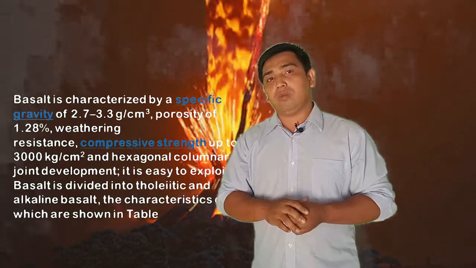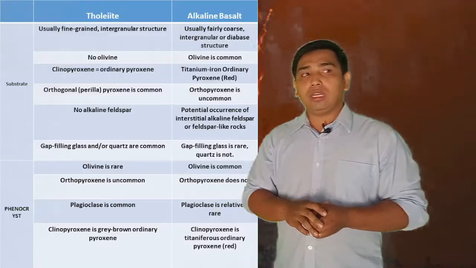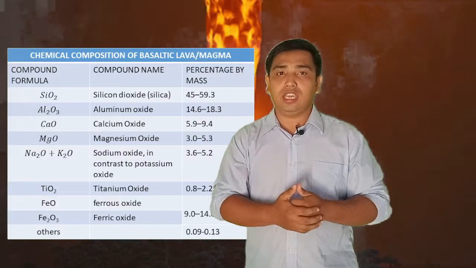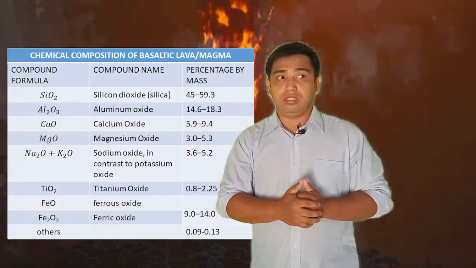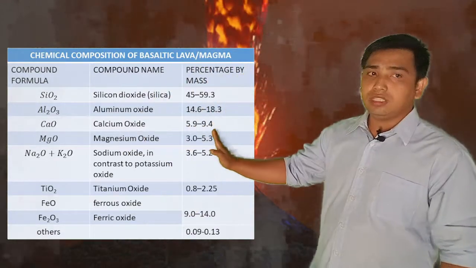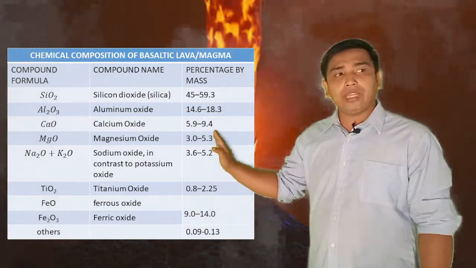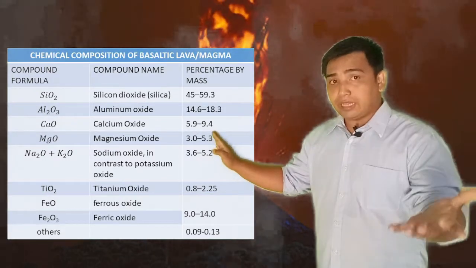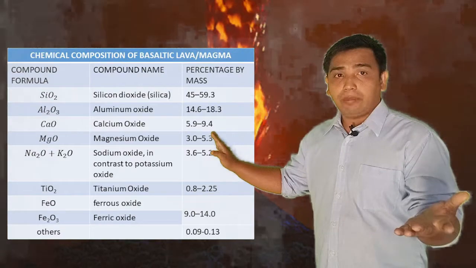Next thing is we can classify basalt into two categories. One is the tholeiite and the alkaline basalt. Next is the chemical composition, which is the most important thing to understand. So there are chemical formulas right here, and this is the chemical name. First and foremost is the most abundant compound in a basaltic lava or in any type of lava.